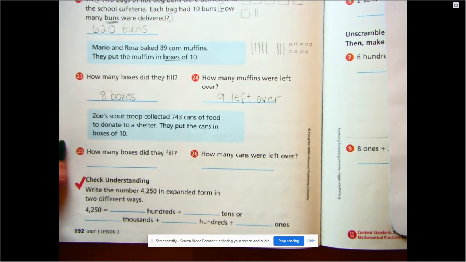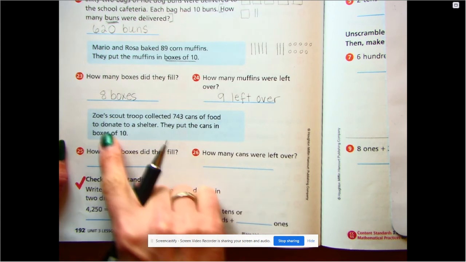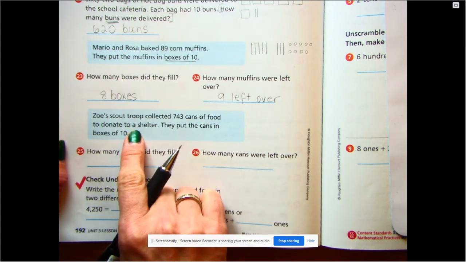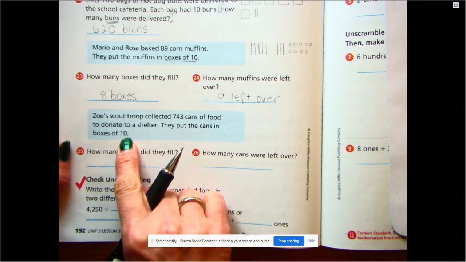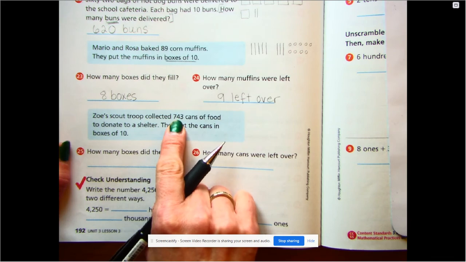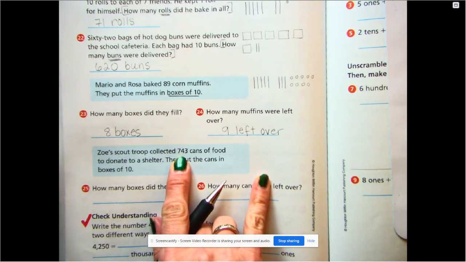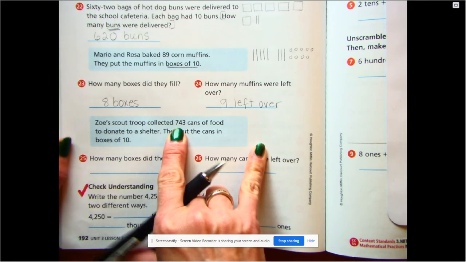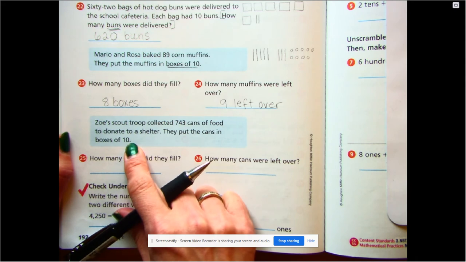Zoe's scout troop collected 743 cans of food to donate to a shelter. What a great thing to do this time of the year. They put the cans in boxes of 10. Oh, this kind of reminds me, this is a big number, right? Just like we had all of those hot dog buns, that was a big number. They've got 743 cans, and they put them in boxes of 10. Think about that.